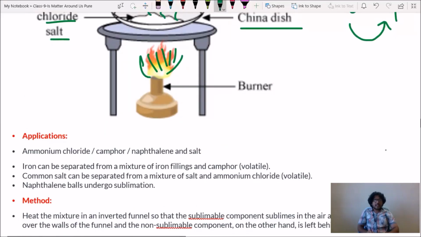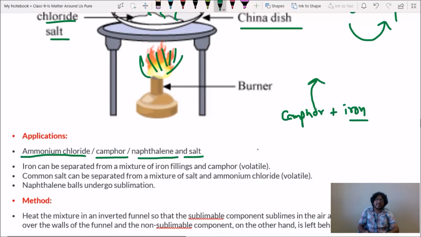Application: in our daily life where we can use this sublimation process. If you want to get ammonium chloride, camphor, naphthalene and salts, you can use this sublimation technique to separate them. And iron can be separated from a mixture of iron filings and camphor. If there is a mixture of camphor and iron filings, if you heat it, the camphor will evaporate and the iron filings will be left.